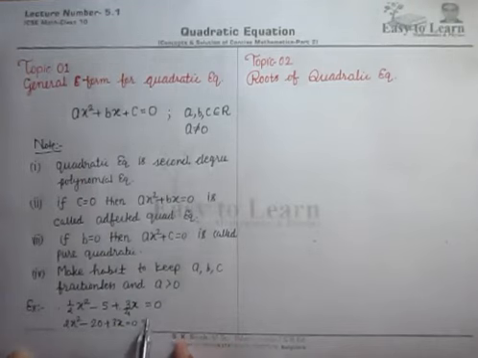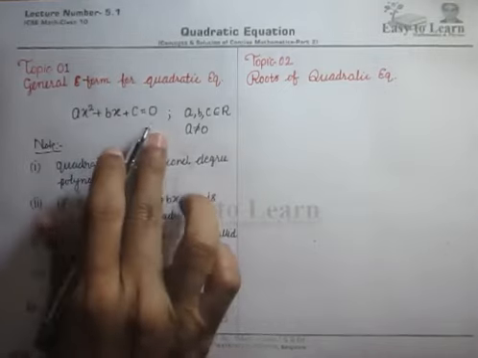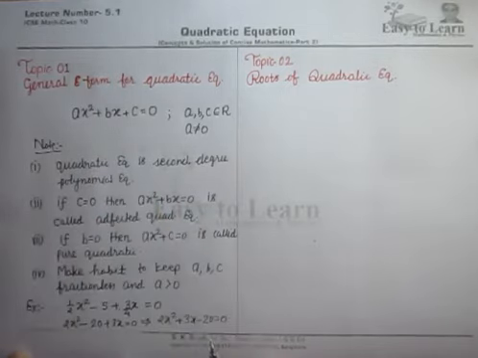Now arrange it. It will be 2x square, then write the term of x, 3x, then the constant term. Always try to write the equation in this form. That means first write the term of x square, then write the term of x, and then write the constant term. So always try to arrange the equation in this form.